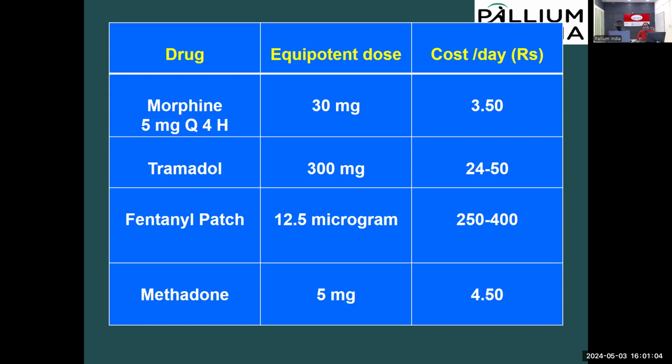3.50 rupees per day. And the equipotent dose of tramadol costs around 24 to 50 rupees. The same with the fentanyl patch, which is 12.5 microgram, costs around 250 to 400. And methadone, 5 milligram, is only 4.50 rupees. This is just to give you an idea when you see your doctors prescribing, to understand the economic status of the patients and do the prescriptions.